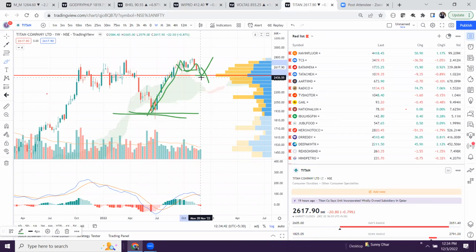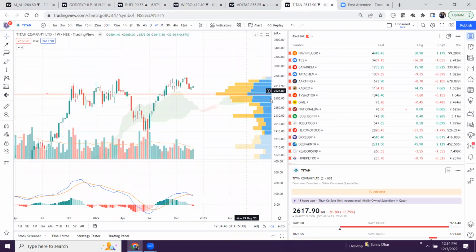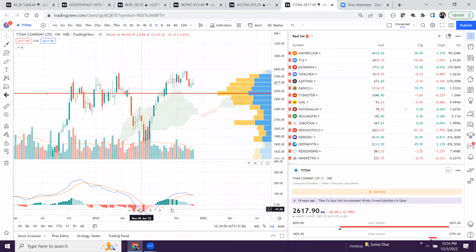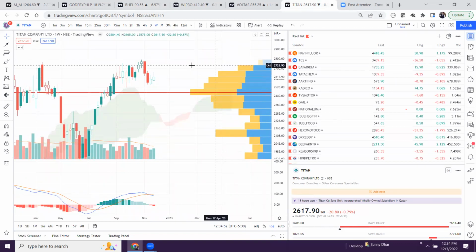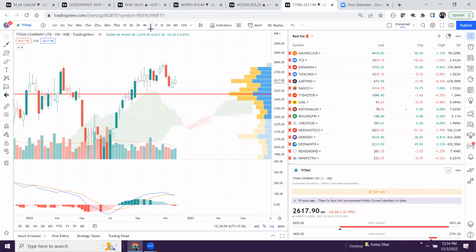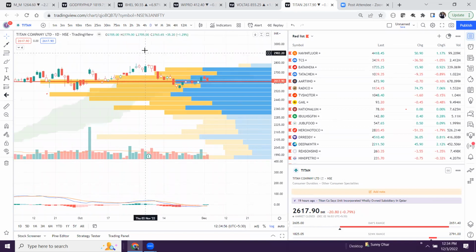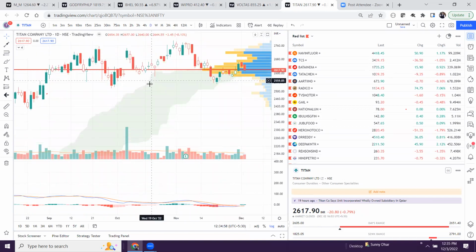Till then I am bullish. So when I said support, I was referring to a range of 2500, not an exact number, but a range that it is moving in, the 2500 range, and then it is returning back to that 2700 range.